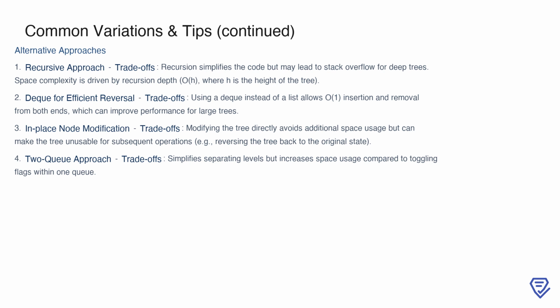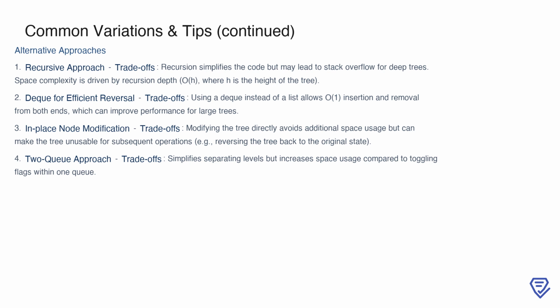Finally, let's explore some alternative approaches and their trade-offs. A recursive approach can simplify the logic, but it comes with the risk of stack overflow for very deep trees. Its space complexity depends on the height of the tree, so it's something to consider for large inputs. Using a deque instead of a list can be another alternative. It allows for O(1) insertion and removal from both ends, making it more efficient for large trees.